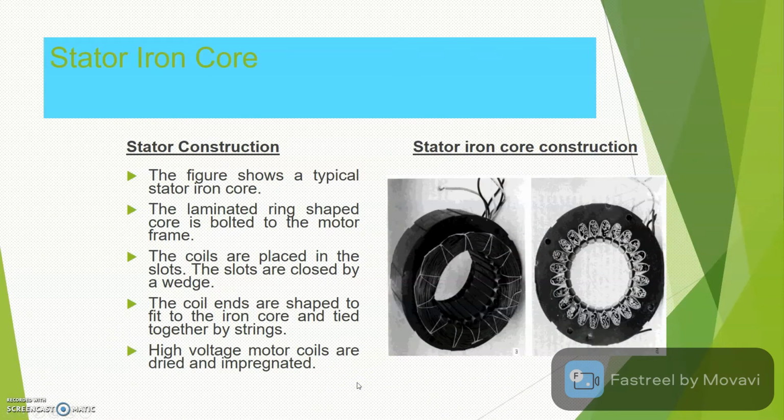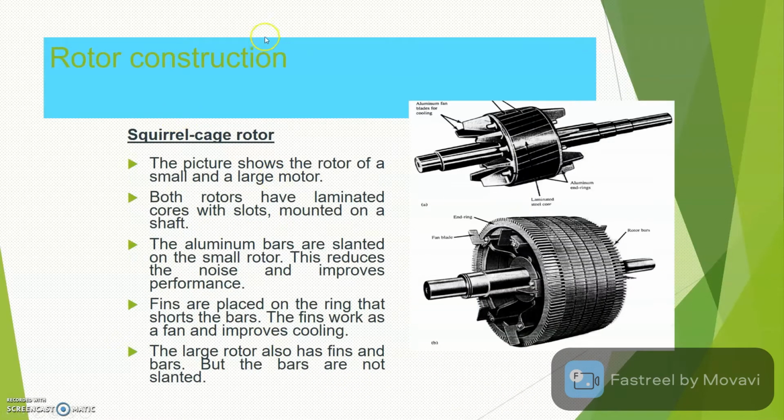Next, the rotor construction. If you still remember from the previous slide, there are 2 different types of rotor construction: the squirrel cage rotor or the wound rotor. For the first one, the squirrel cage rotor, the picture shows you the rotor for the small and large motor. This is an example rotor for the small motor, and this is an example rotor for the large motor.